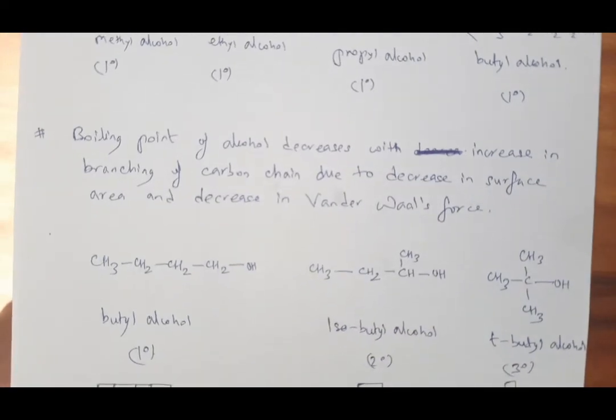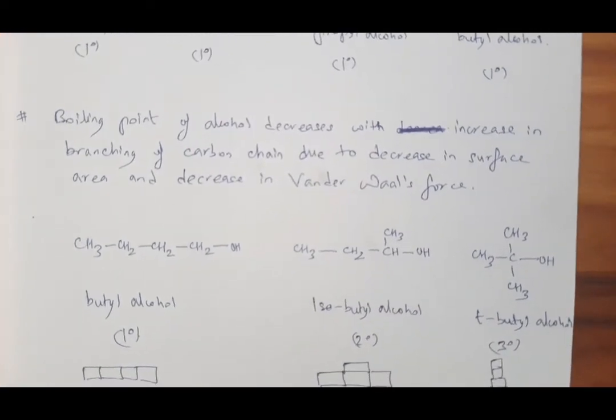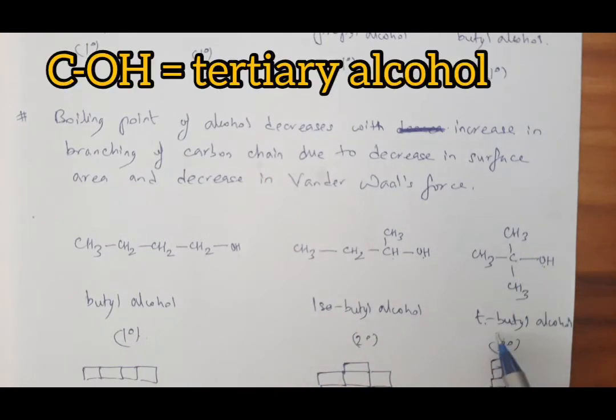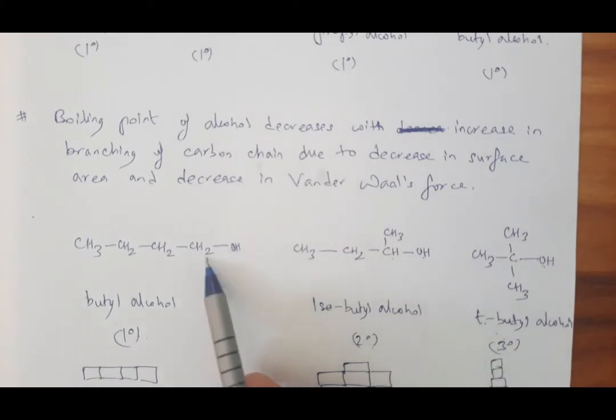Now if you compare here nicely, students, what you observe is that OH is linked with C. So OH linked with a tertiary carbon is tertiary alcohol. That's why T stands for tertiary. Here OH is linked with CH, so it's secondary alcohol. And here OH is linked with CH2, so it is a primary alcohol. So OH linked with a tertiary carbon is tertiary alcohol, OH linked with CH is secondary, OH linked with CH2 is primary.